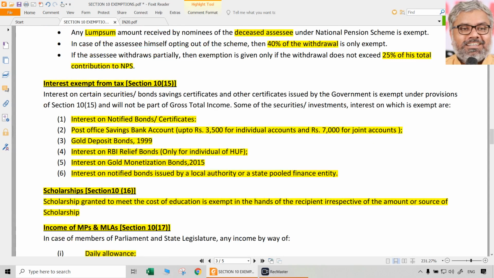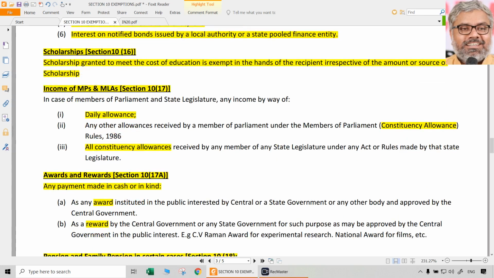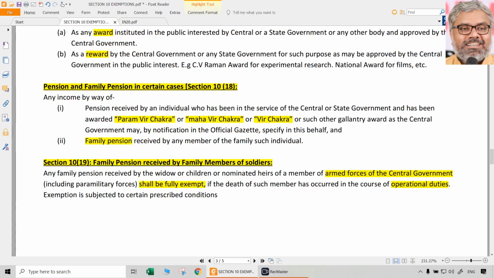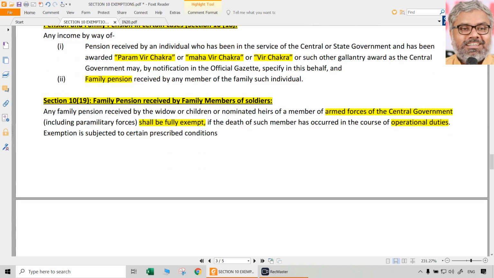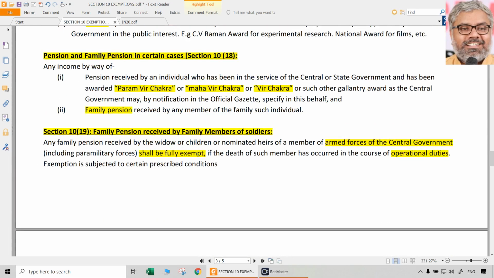Other things are normal. Sukanya Samruddhi account exempt, scholarships exempt, daily allowance, constituency allowance of MPs and MLAs exempt, awards, rewards exempt, gallantry award winners' pension and family pension exempt, and family pension of armed forces family members also is exempt. That's it. These are all various generic things. And some other generic things are there, mostly like social welfare and humanitarian grounds. These are all mostly in that sense.